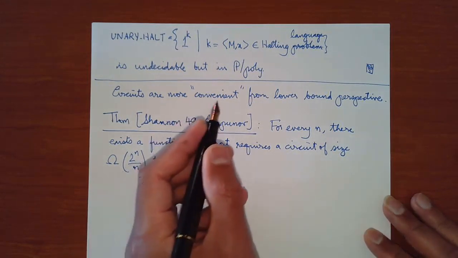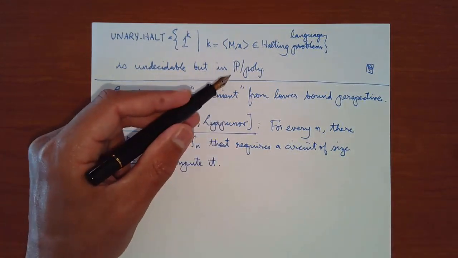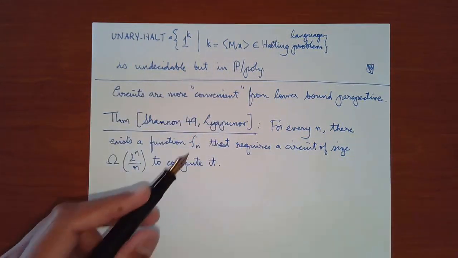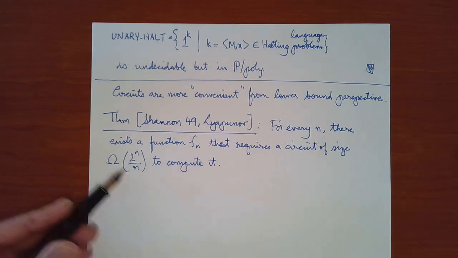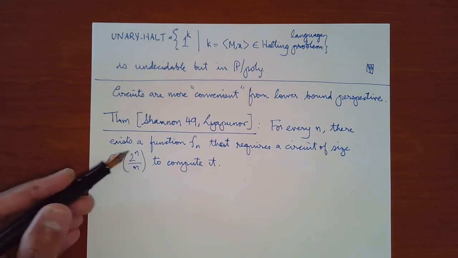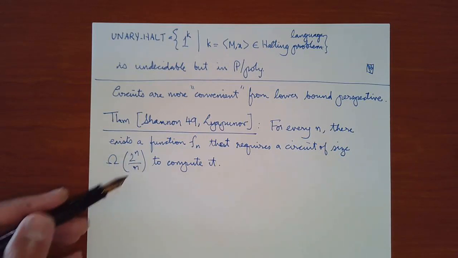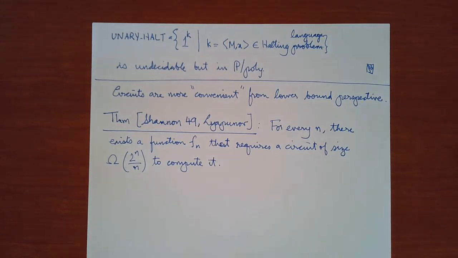So you could ask, could all functions be in P/poly? And the answer is no. There actually exist functions that require exponentially large circuits, although it's annoying that there's actually a 2^n divided by n. It's like, why is there a divided by n here?